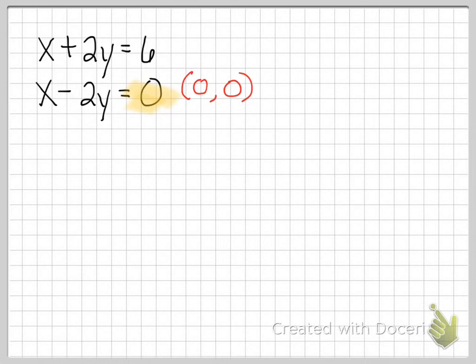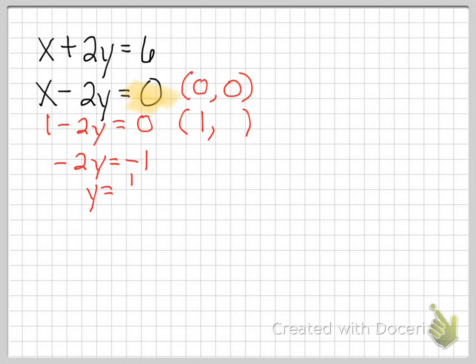You have to also have another point. There's two things you can do. You can say, all right, well, this time I will let x equal 1, and let's plug 1 into here and figure out what my y would be. Okay, so if I were to solve this, if I subtract the 1 from both sides, you get negative 2y equals negative 1. And then you divide by a negative 2, so y would be positive 1/2.